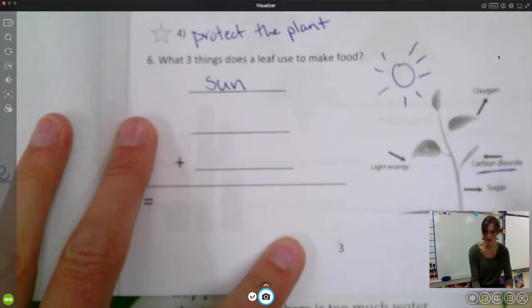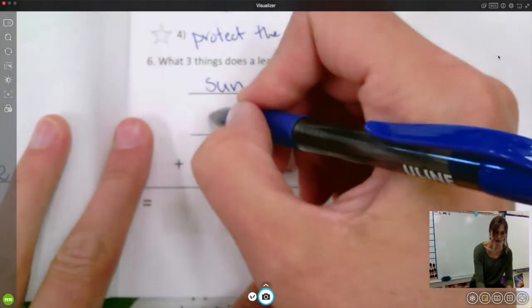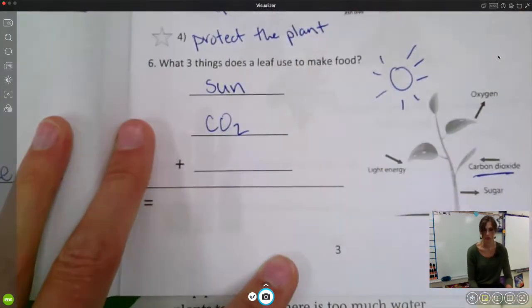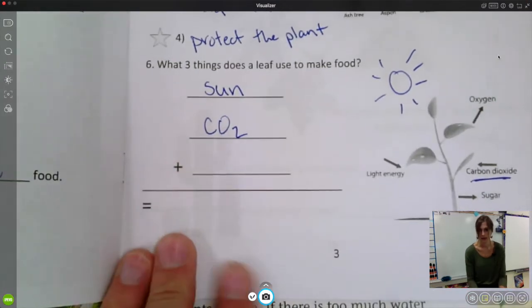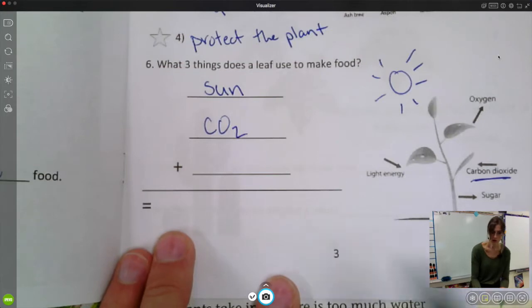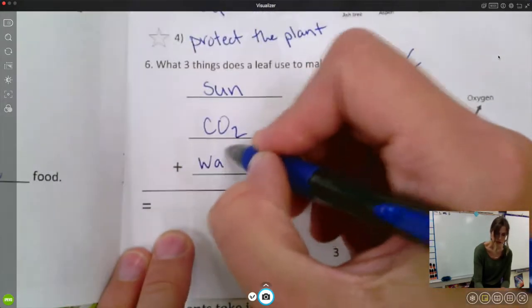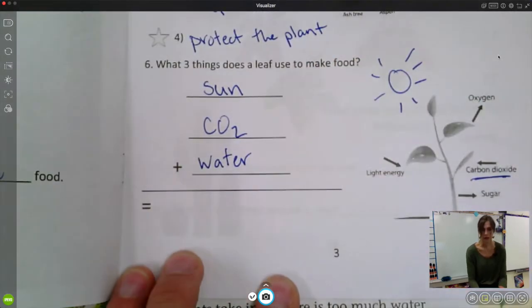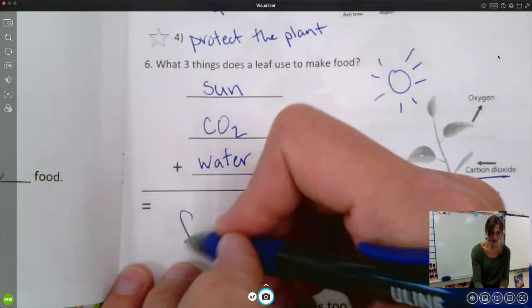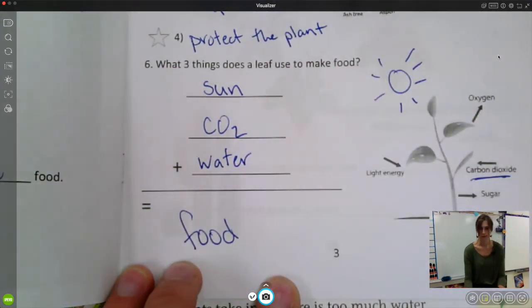Then it needed carbon dioxide. Now, we're not going to write carbon dioxide. You can write CO2. That's the science symbol for carbon dioxide. And then finally, it needs water. Then, when you have all those things, the plant can make food.